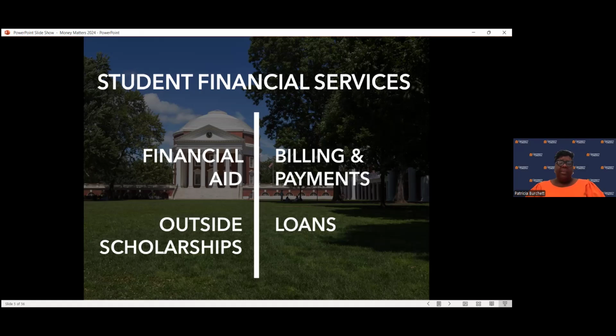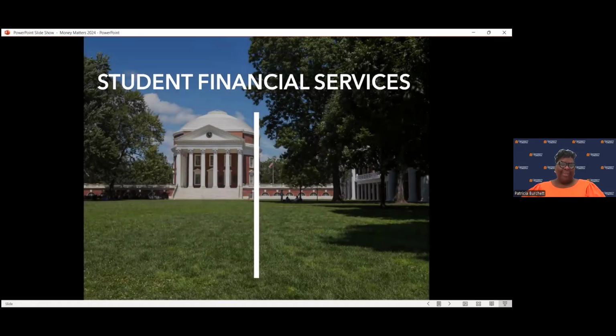And then we have the billing and payments area. In that capacity, we post tuition and fees and charges on students' accounts, and then we collect those payments and process those accordingly as well. And any other kind of payments that come to the student's account, that's under our jurisdiction as well.